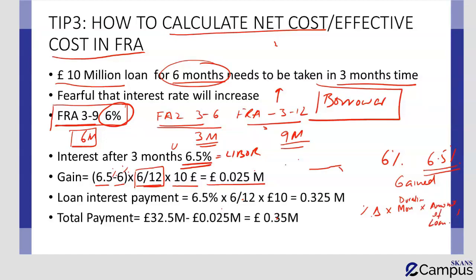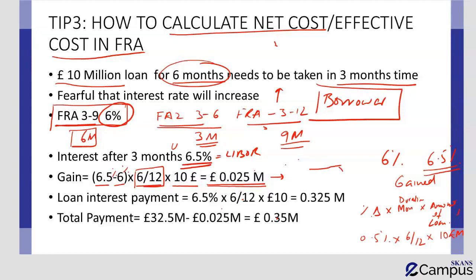So the percentage change was 0.5%, which was positive, multiplied by the duration of the loan, which was 6 by 12 for 6 months, multiplied by the amount of loan, which was 10 million pounds. As a result, I will get a value of 0.025 million. Now this is my settlement. This is what I was referring to, tip number 1, which was related to cash settlement.